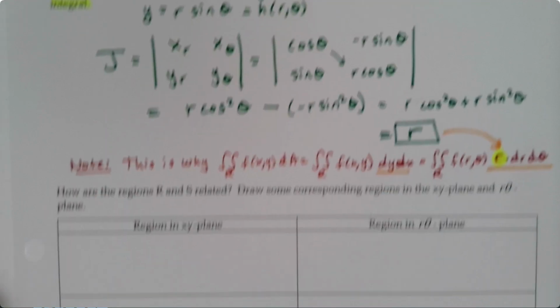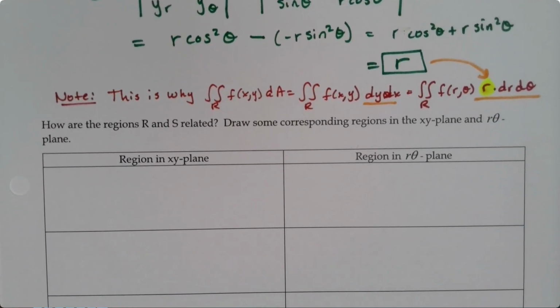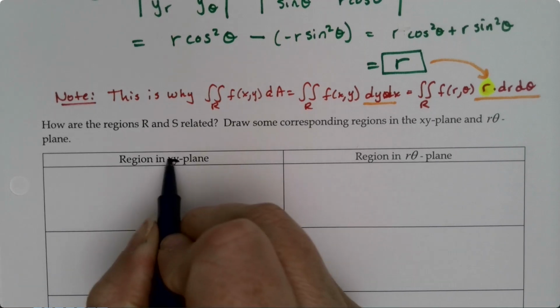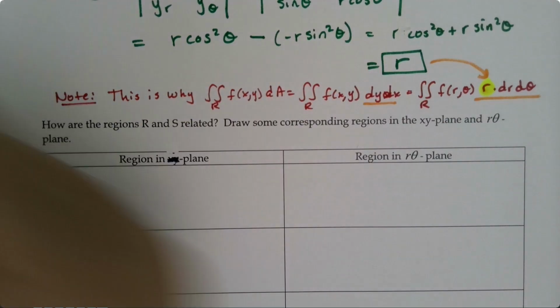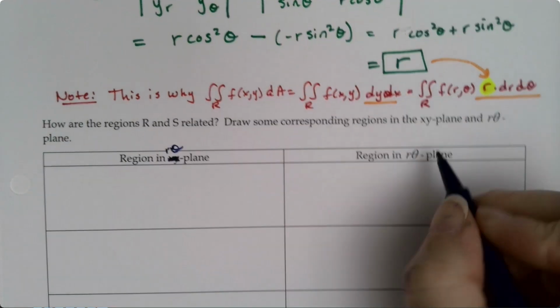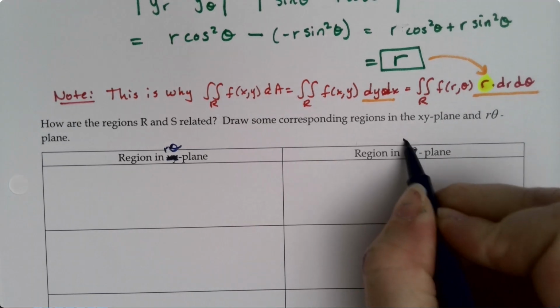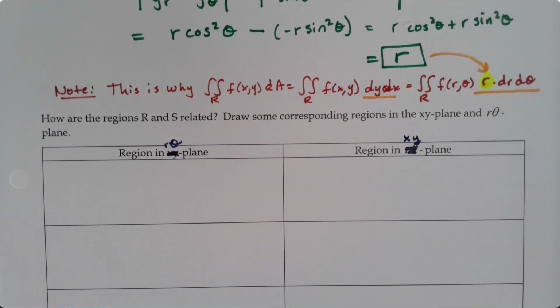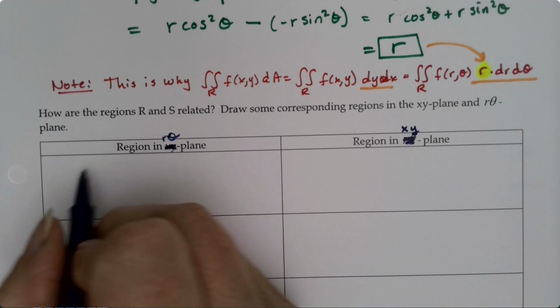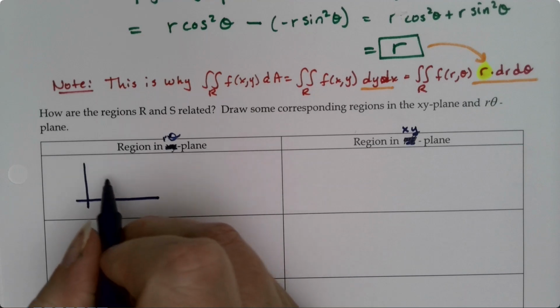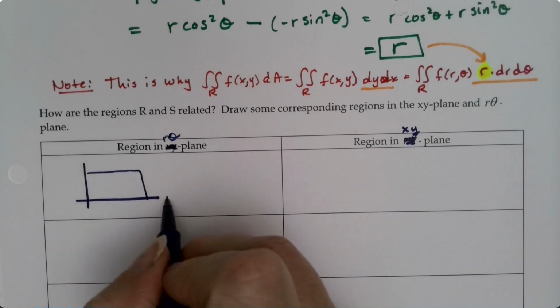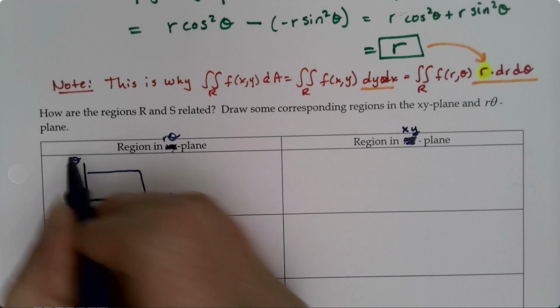Now let's look at how the regions in the planes are related to each other. And actually this is backwards. So this is going to be the r theta plane over here. Lowercase r, sorry. R theta plane over here. And this is going to be the xy plane over here. I'm going to go that direction. Okay, so let's look at a rectangle in the r theta plane. So we have a rectangle. This is the r axis. This is the theta axis.